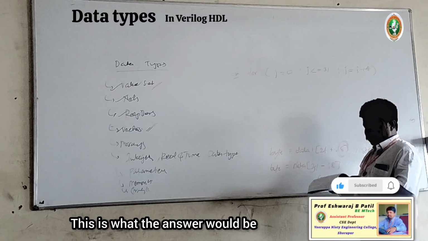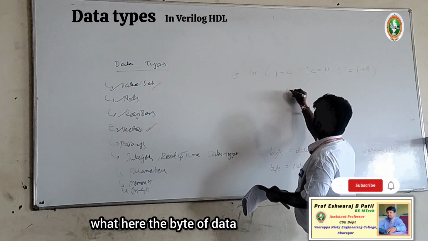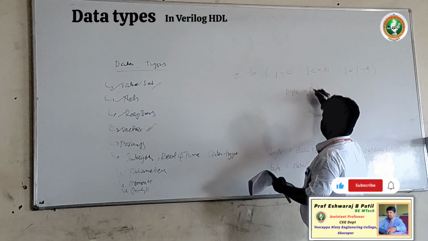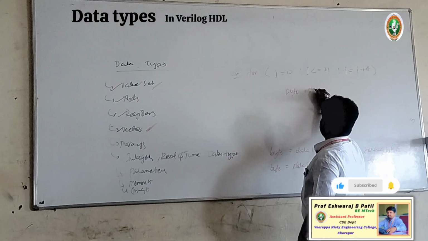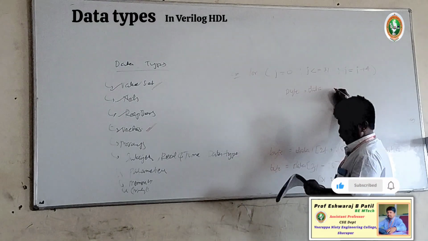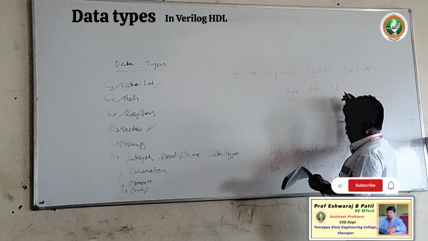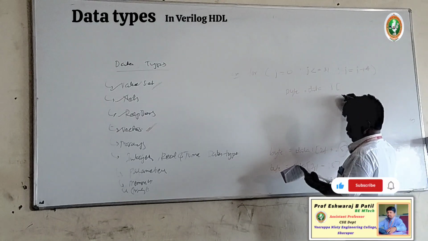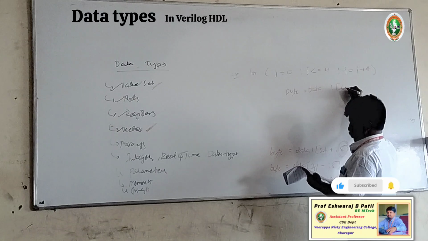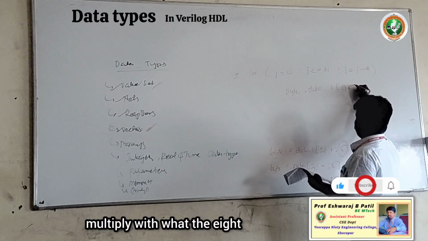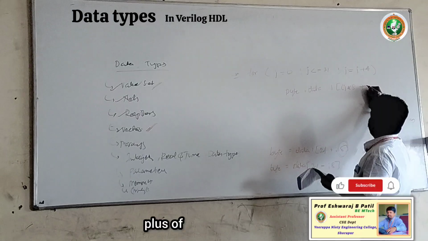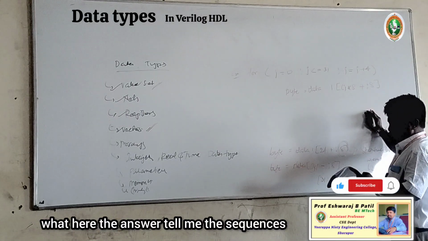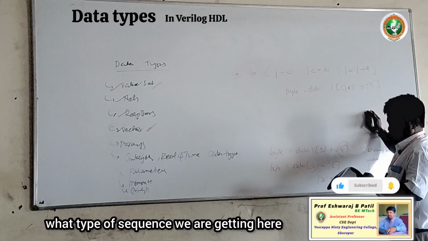The answer would be, here, byte equals data. Byte equals data 1, we can say it's for the 1, but here j multiplied by 8 plus 8. This is what the answer would be. Tell me the sequences. What type of sequence are we getting here?